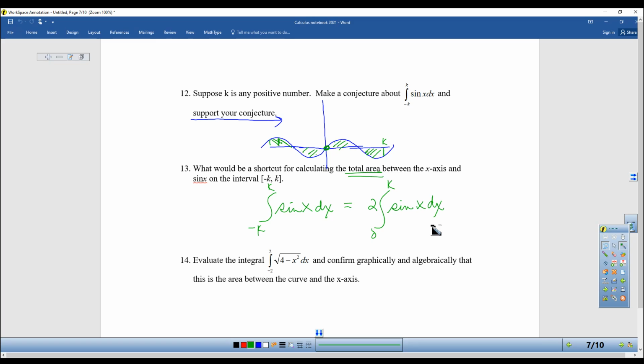Does it work for every function? No, definitely not. So be careful that you could have a parabola, which you might be thinking, oh, parabolas are even. Not all parabolas are even. So this parabola is not even. If you went from k to negative k, the area would not, you can't just double it. So it doesn't work for everything. It only works for odd or even functions.